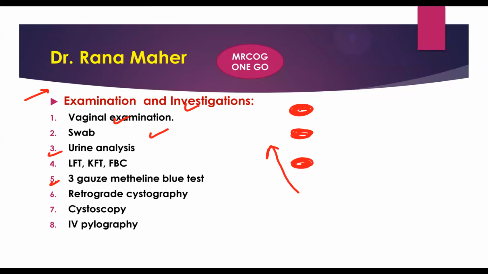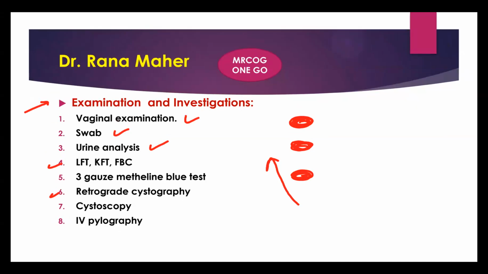Sorry for this interruption, so let's continue. I will put the 3 gauze inside the vagina, as I told you, 1 upper, 1 middle, 1 lower. And then I will inject methylene blue with a catheter inside the bladder, and then I will ask the patient to walk for 30 minutes and then to come back.